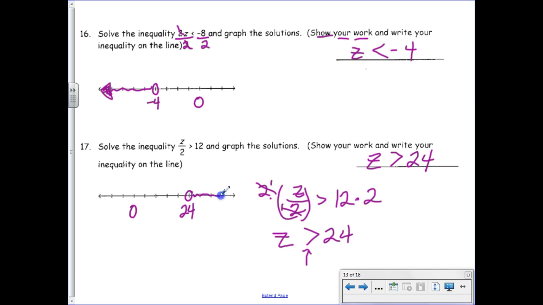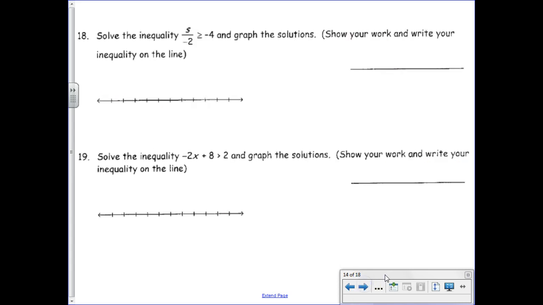Open circle, shade to the right. Fill in the arrow. Next one, number 18. S divided by negative 2 is greater than or equal to negative 4. Solve this by multiplying by this value that you're dividing by.